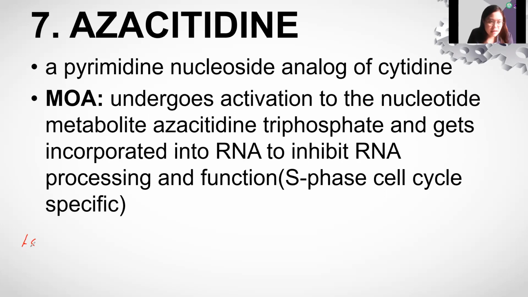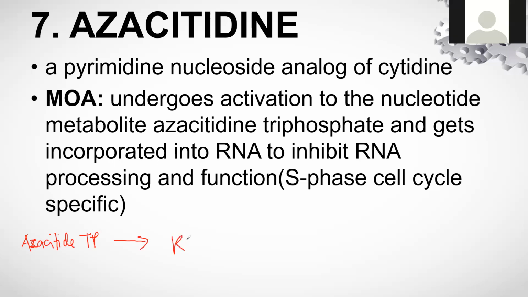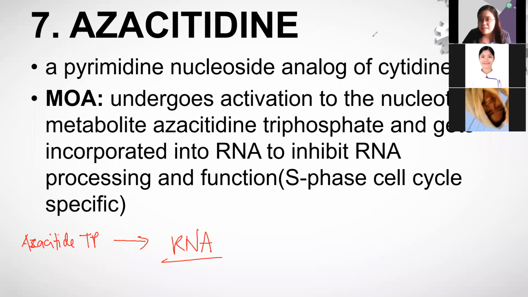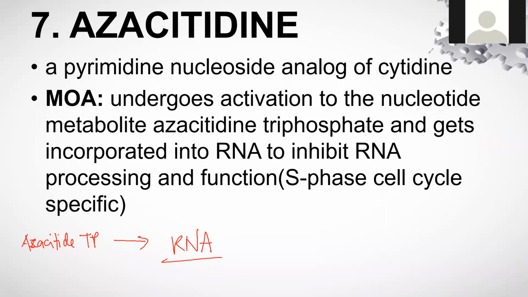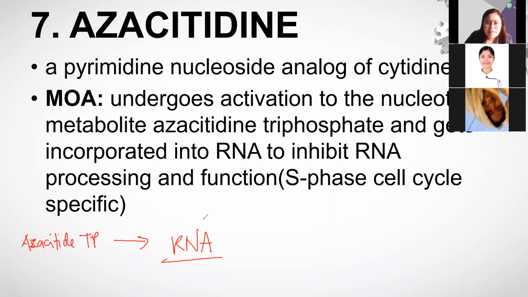Now, what happened pag naging azacitidine triphosphate na siya, ang mangyayari sa kanya inside the cell, it will be incorporated into RNA. So this time, the target is the RNA. Okay. Sige, again, this one is incorporated to RNA. Thus, the one that is inhibited is the RNA synthesis. So, cell cycle specific pa rin siya, sa S-phase pa rin. Pero unlike the previous drugs na more on the DNA synthesis, ito RNA synthesis na ang ini-inhibit.